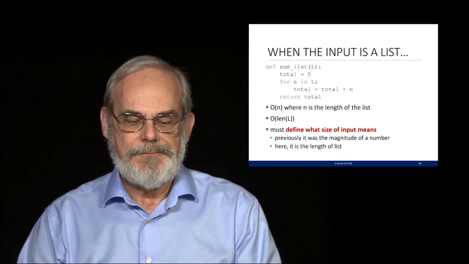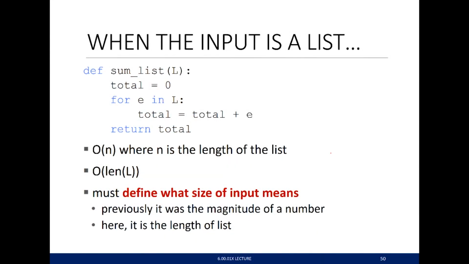One last example. When the input's a list, I have to think about how do I measure that. And we've already seen examples of this. This is simply one where I'm adding up the elements in the list. The issue here is that I have to define what the size of the input means. In many other cases it was the magnitude of the number. Here the obvious one is it's simply the length of the list. And because there's just that one loop there, this is going to be linear in the size of the list.